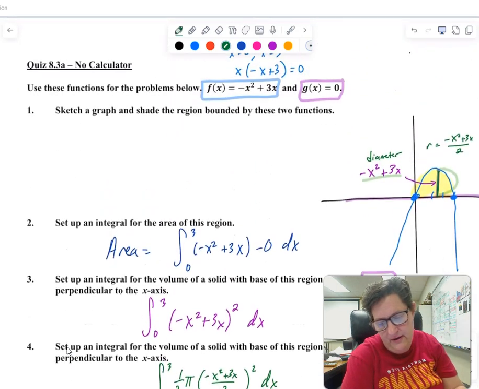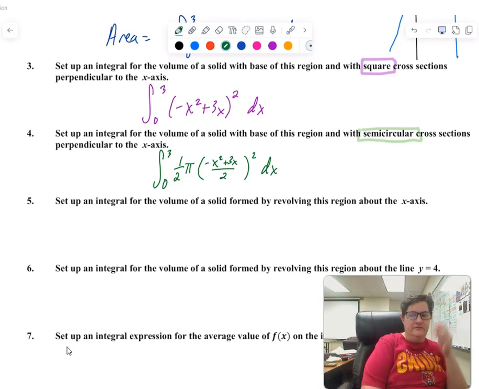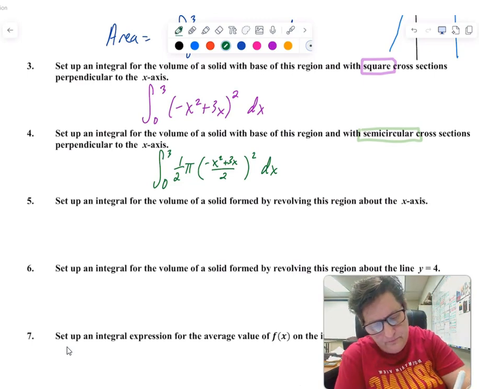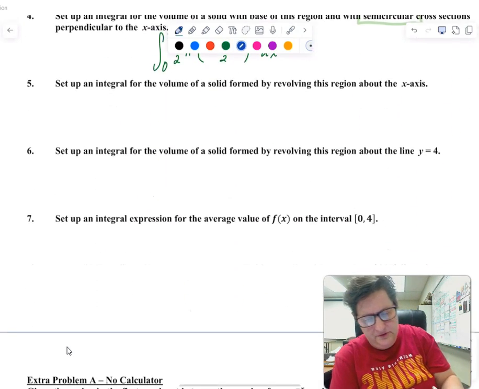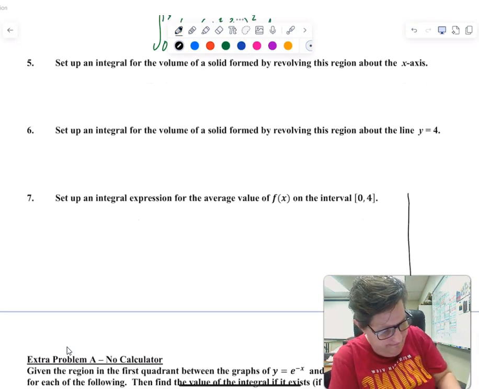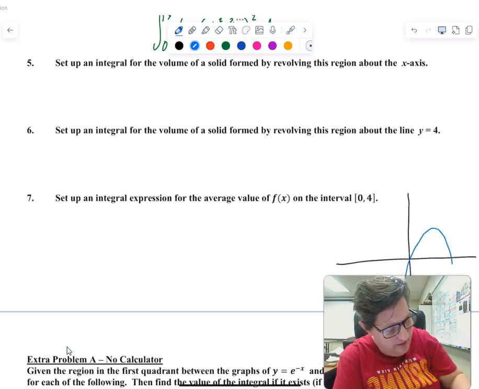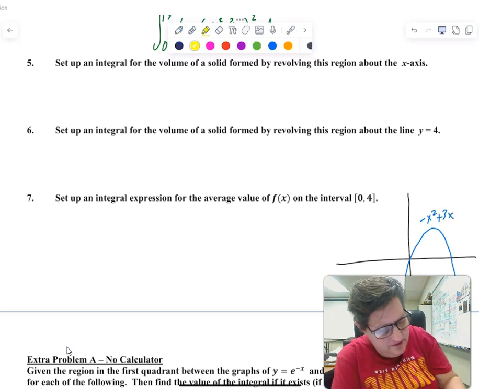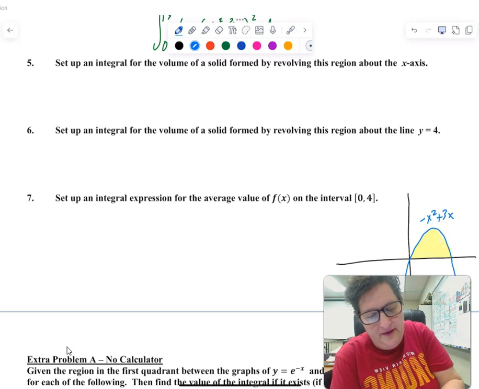Now we've got a volume question. So we're switching from cross sections to volume. I don't want to keep scrolling, so I'm going to draw it again down here, because we know what it looks like. It's just this upside down parabola, negative x squared plus 3x. And this is the shaded region because it just goes right up against the axis. Set up an integral for the volume of that solid formed by revolving it around the x-axis.